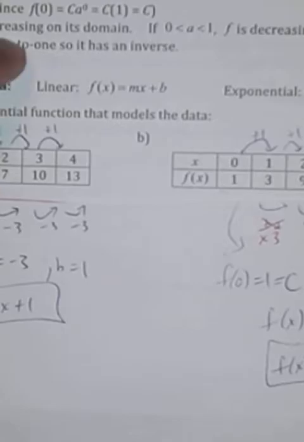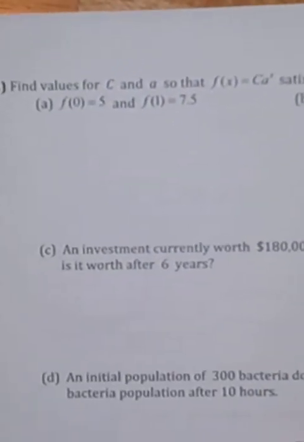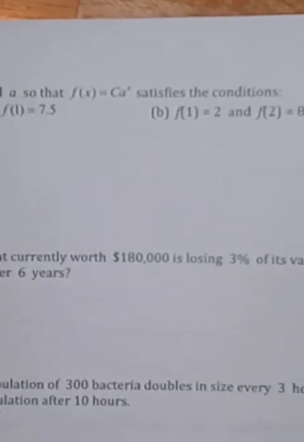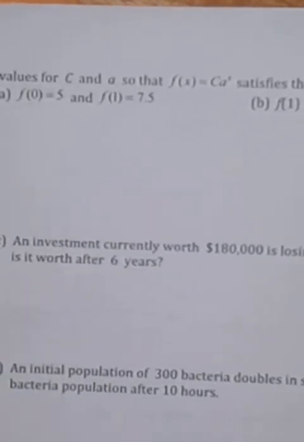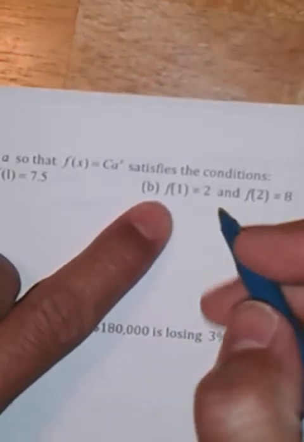All right. Let's try the second page. And same type of question. This one says, find values for c and a so that f of x equals c a to the x satisfies the conditions. All right, so I'm going to start off with letter B. I'm going to leave letter A for you guys.